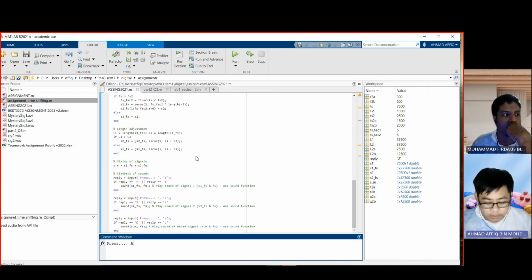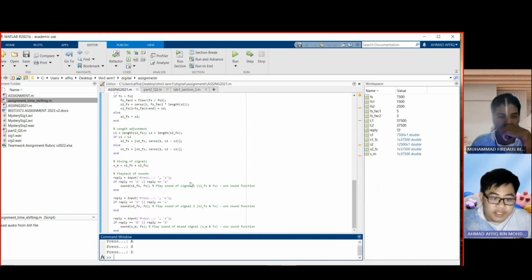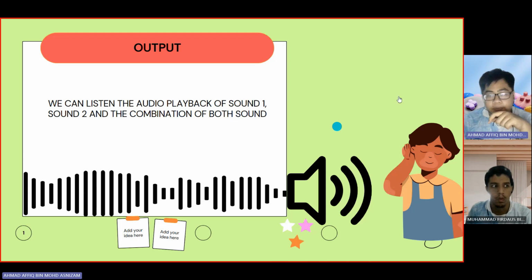Okay, that's for the sig1 signal, and that's for the sig2 wave, and the combination of the two sounds is this. Okay, that's all my part. I will pass to my friends.